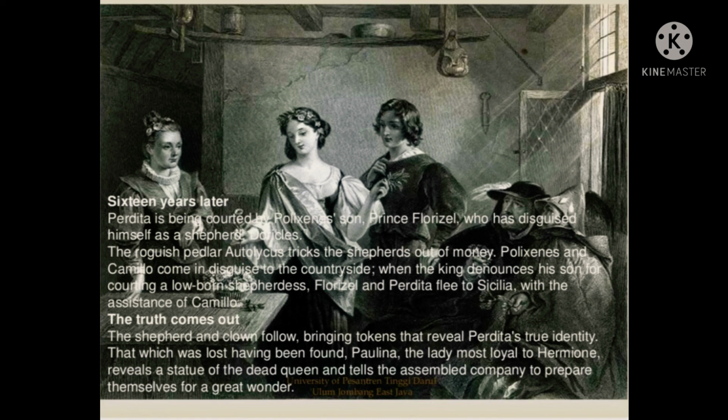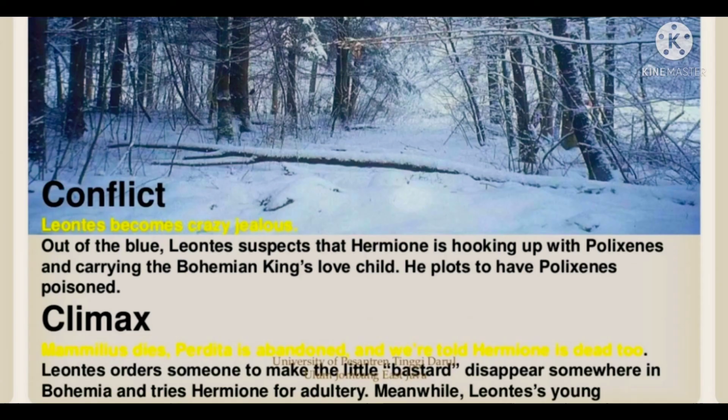Now the play shifts to where the truth comes out. The shepherd and the clown follow, bringing tokens that reveal Perdita's true identity, that which was lost having been found. Paulina, the lady most loyal to Hermione, reveals a statue of the dead queen and tells the assembled company to prepare themselves for the great wonder. And now comes the conflict.